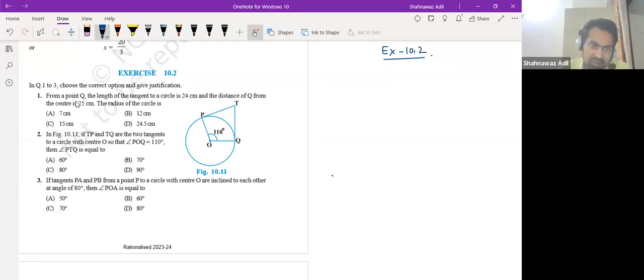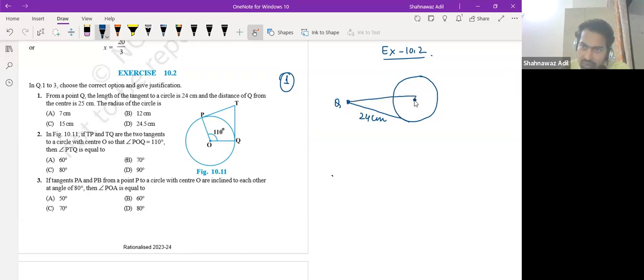So this is the first question, 10.11. From a point Q, the length of the tangent to a circle is 24 centimeters, and the distance of Q from the center is 25 centimeters. Find the radius of the circle. So this is the tangent, which is 24 centimeters. This is point Q, and the distance from the center is 25 centimeters, and they want us to calculate the radius. So you guys tell me what would be the radius.